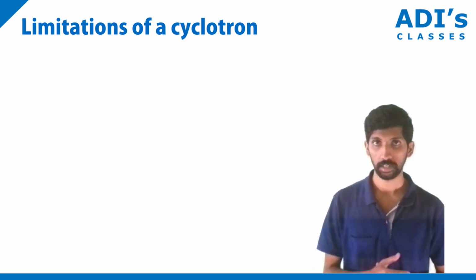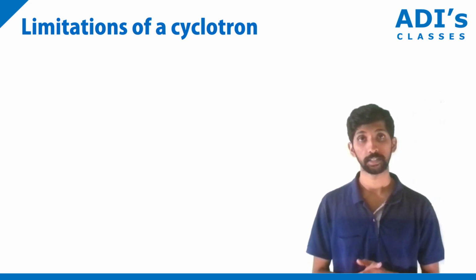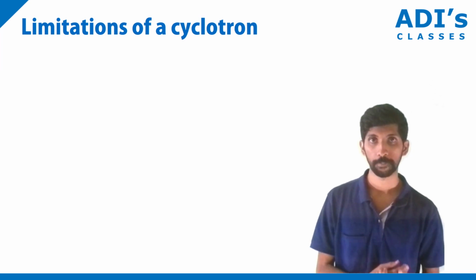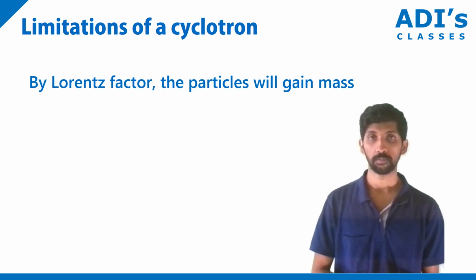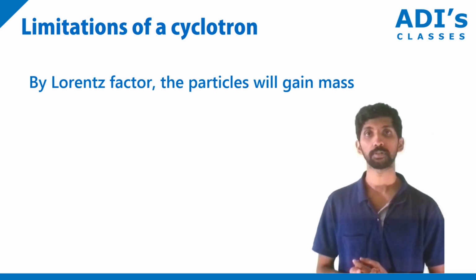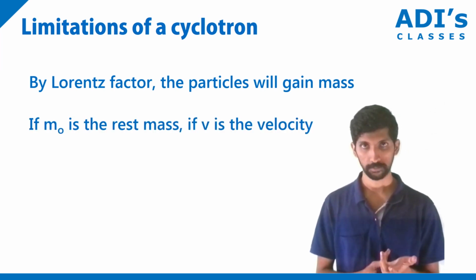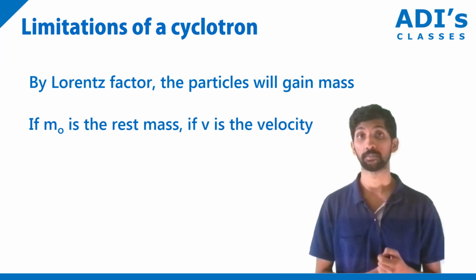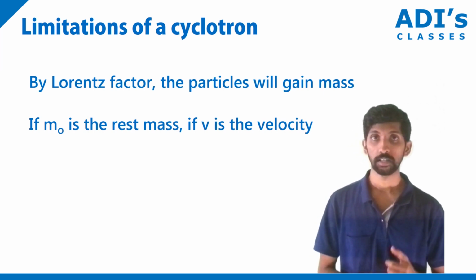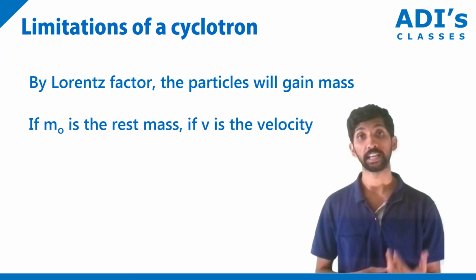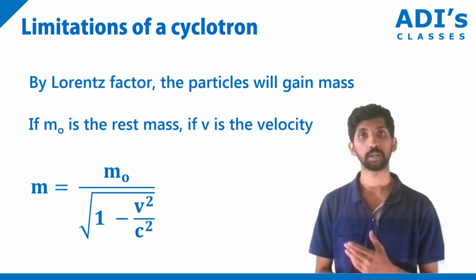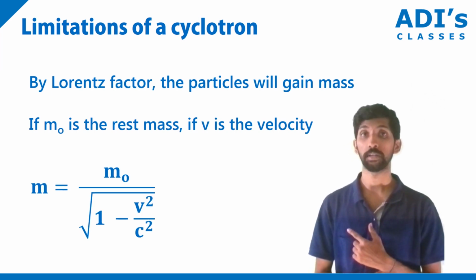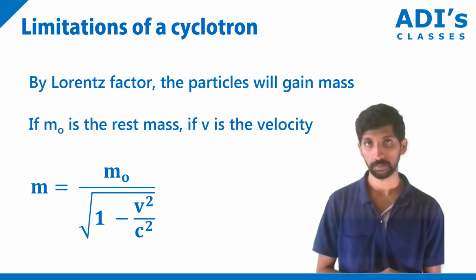Now the second limitation is what I just told you, that the particle starts gaining mass. There is a factor called the Lorentz factor. What the Lorentz factor tells us is, suppose m naught is the rest mass and the object is moving with a velocity of v, then the particle will start gaining mass as it accelerates or speeds up. The formula is m equals m naught divided by the square root of 1 minus v squared by c squared.